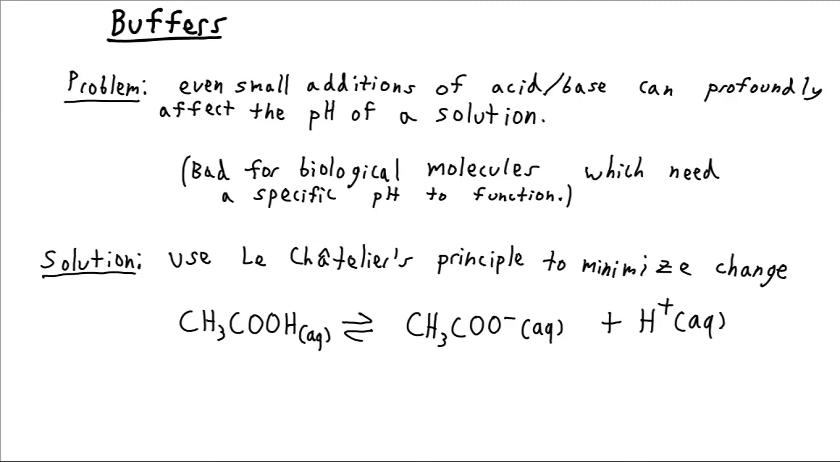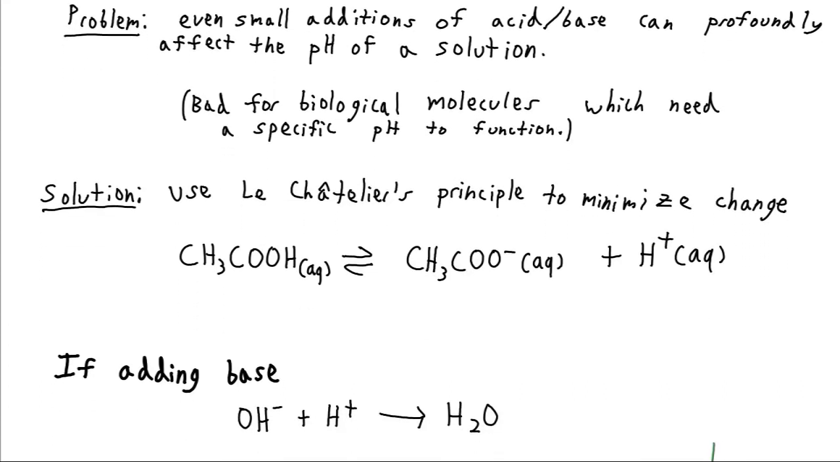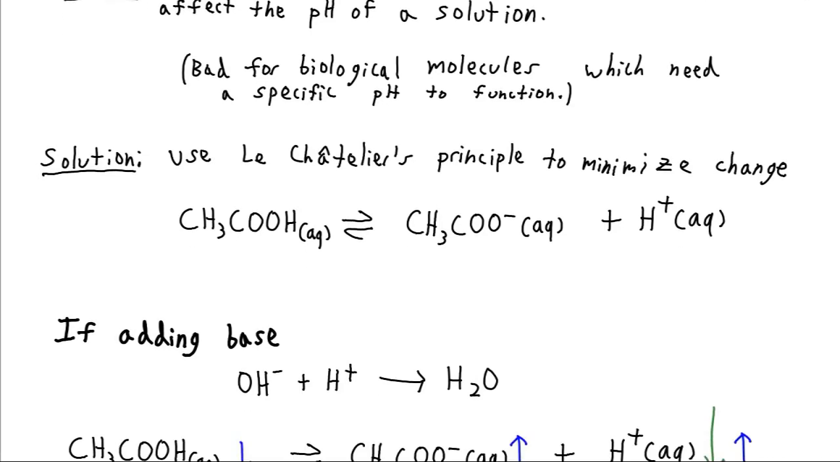So let's say we have this acid-base reaction where we have acetic acid and its conjugate base is acetate. And so we can decompose our acetic acid and produce H+, or the H+ can react with our acetate to produce acetic acid. Well, if we add a base to this, what that base is going to do is react with the H+ and take it out of the solution.